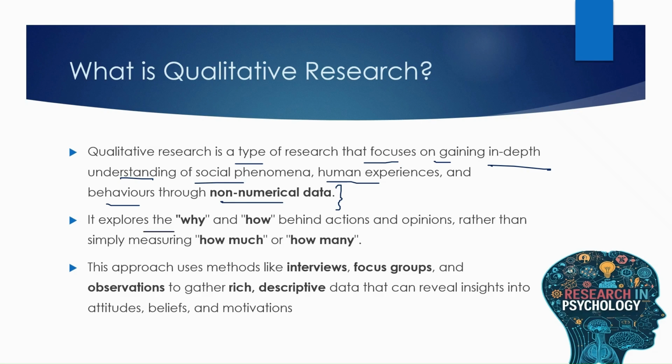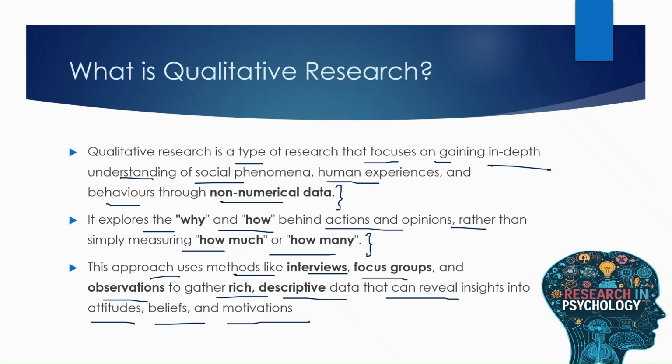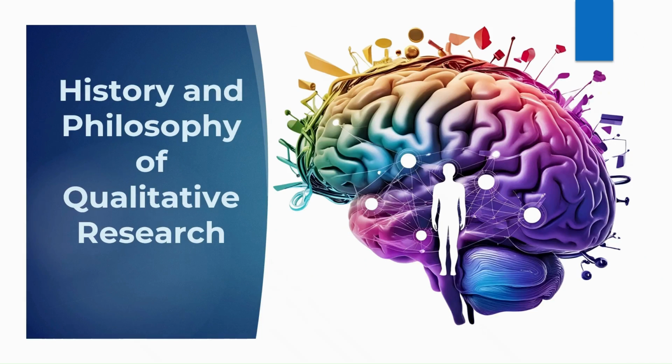It explores the why and how behind actions and opinions rather than simply measuring how much or how many. Now, this is quantitative, we know, right? In quantitative, we measure the variables, how much or how many. Here in qualitative research, we are exploring the why and how behind different actions and opinions. This approach uses methods like interviews, focus groups, and observations to gather rich, descriptive data that can reveal insights into attitudes, beliefs, and motivations. Going forward, we'll look at history and philosophy of qualitative research.